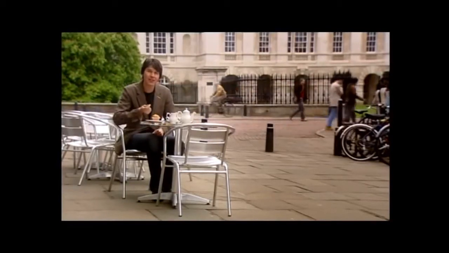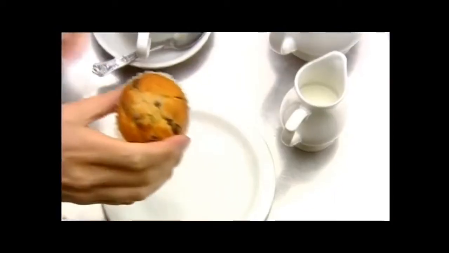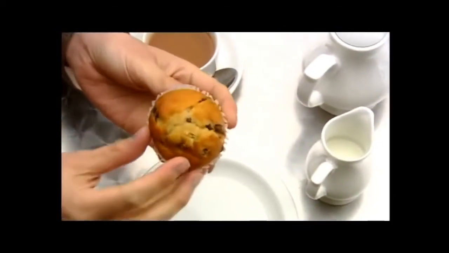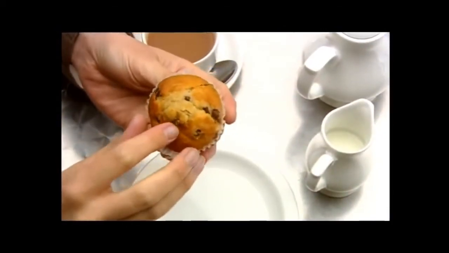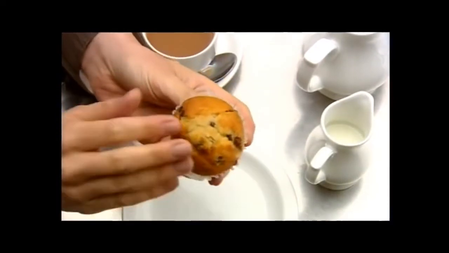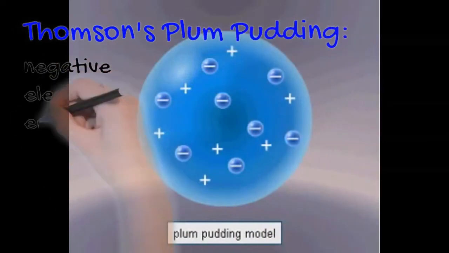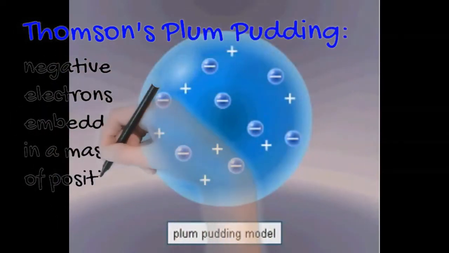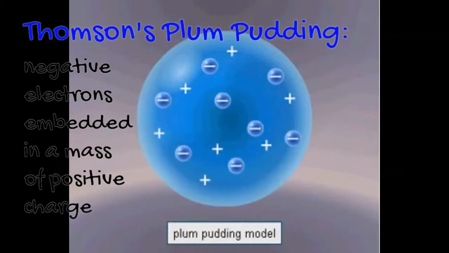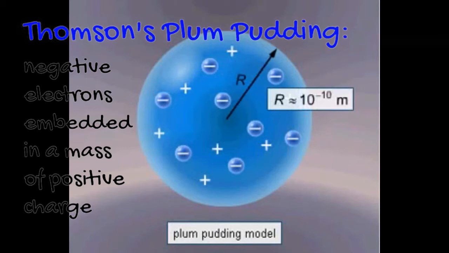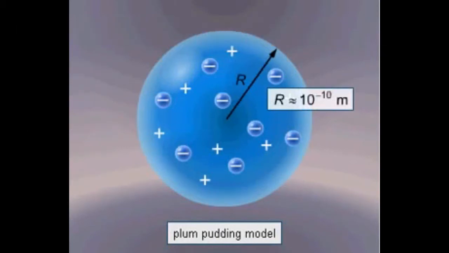But how do the electrons fit inside the atom? Thomson suggested that the atom was something like this muffin, with the negatively charged electrons embedded in a positive body. This was the so-called plum pudding model, where negative electrons are embedded in a mass of positive charge, the radius of each atom being about 10 to the minus 10 meters.